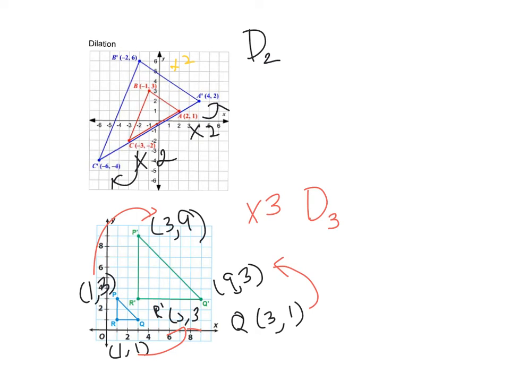So if I didn't give you the R prime, all you would do is take your R point, which is 1, 1, and multiply that by 3. So my R prime would be 3, 3. And then I would plot that, and that's what it was. So that's the idea behind a dilation. Both dilations got bigger. If it was a fraction, the dilation would shrink and get smaller. All right.